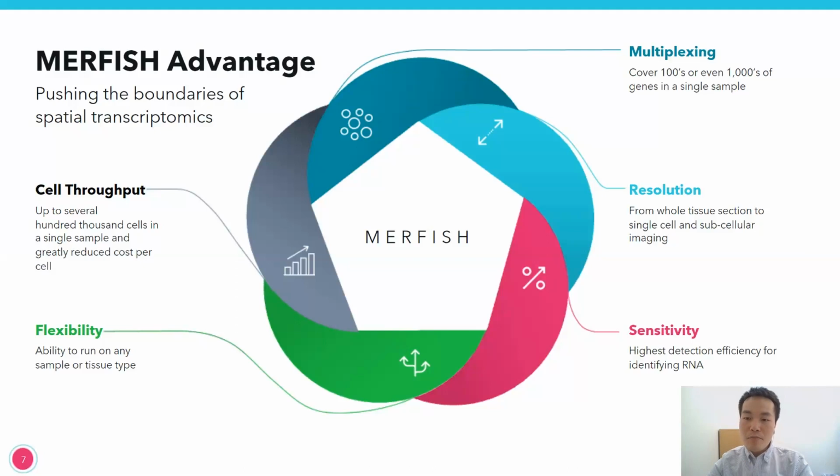And furthermore, MERFISH has very high cell throughput. We can profile square centimeter sized tissue with hundreds of thousands of cells in a single experiment. No follow-up sequencing is needed. You get all the information in a single experiment run with no additional sequencing cost. And finally, MERFISH is very flexible, and we can perform MERFISH on almost any tissue or sample types.